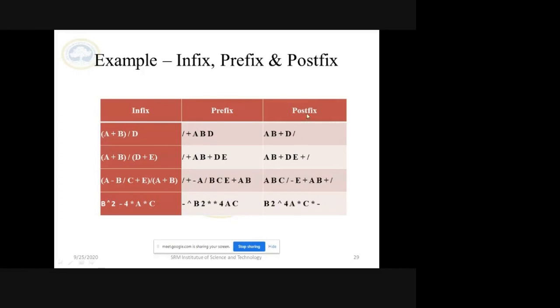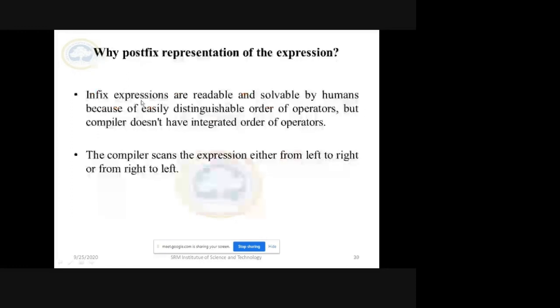When you come to postfix, your operands take the first preference: AB, and somewhere plus, at the back of the operands, at the last. Again see here, ABC comes, then again this, again this. So how are you going to convert infix to postfix? You don't have prefix conversion; you have infix to postfix only. So that is an algorithm we follow for converting infix to postfix.